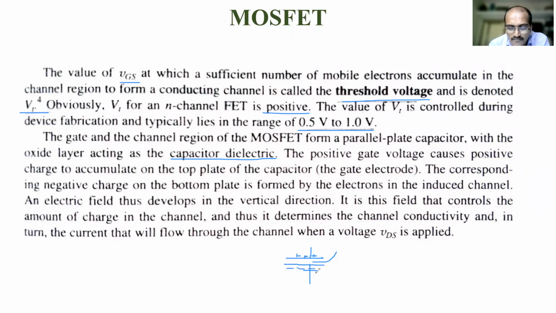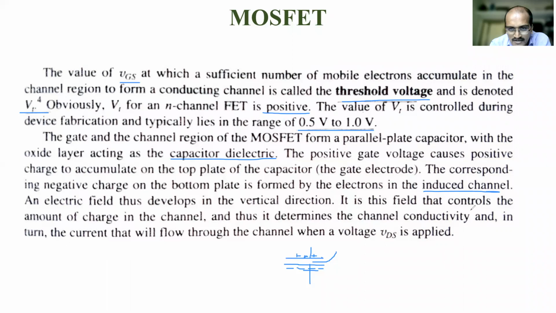So now this is a perfect capacitor formation. The corresponding negative charge on the bottom plate is formed by the electrons in the induced channel. An electric field thus develops in the vertical direction, so the electric field will occur in this direction, and it is this field that controls the amount of charge in the channel. So that's why another name comes now: MOSFET, metal oxide semiconductor field effect transistor. So the field effect is forming here, due to this capacitance.